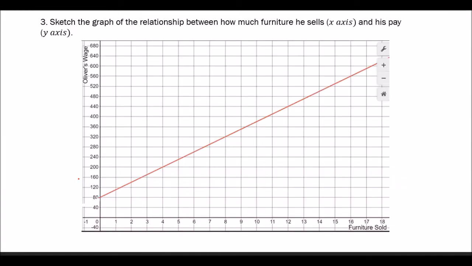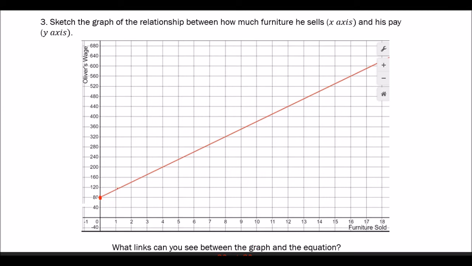All right, sketching a graph of the linear relationship. Here it is, we've graphed it already. So what links can we see from the graph and the equation? If you look at the equation, remember Y equals 30x plus 80. 80 refers to how much he'll make regardless, if he sells nothing. So you can see there, if he sells no furniture, he's going to make 80 bucks.